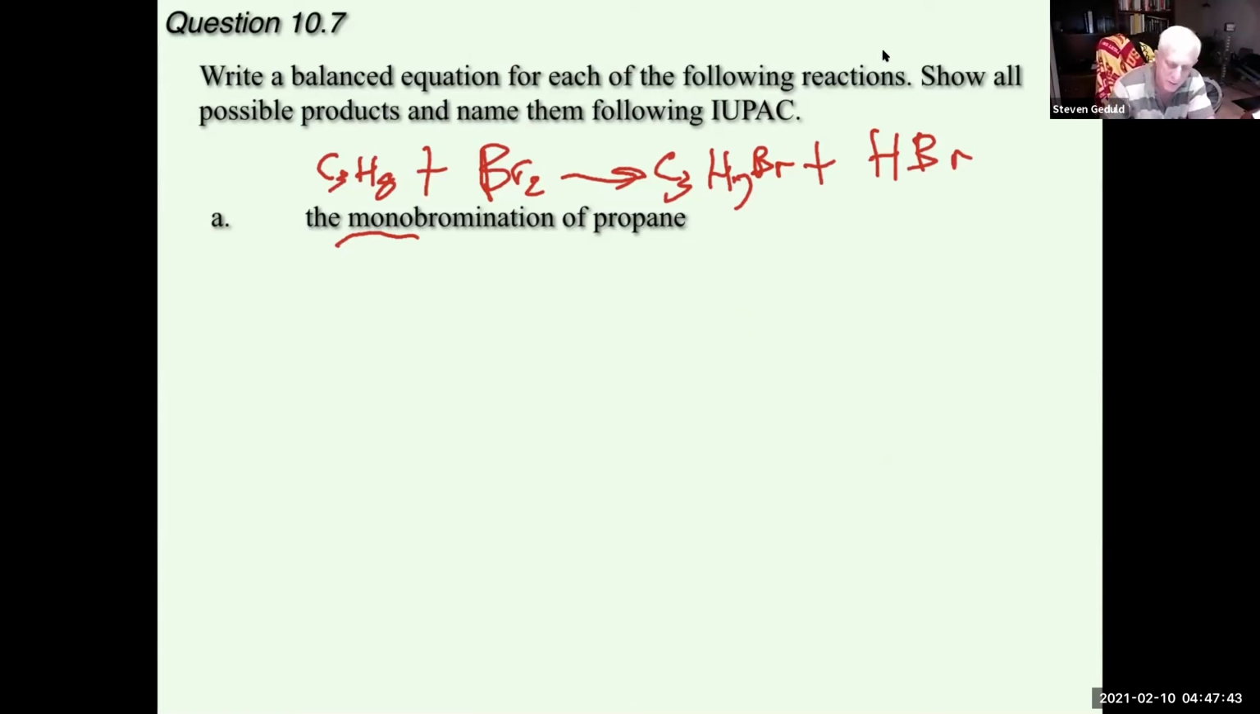Okay, so here's your equation. C3H8 plus bromine goes to C3H7Br plus HBr. And that's balanced. Now it says name them. This is propane. This is bromine. What's the name of this compound?